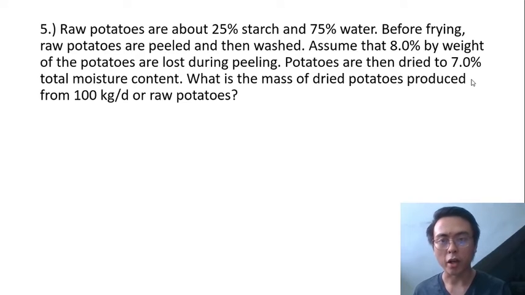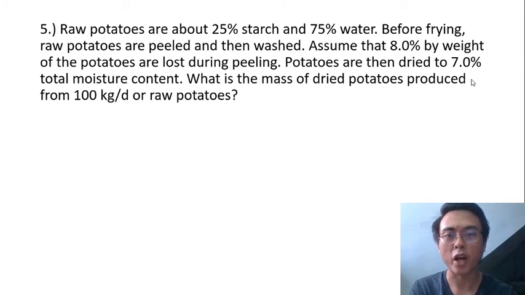So for number 5, raw potatoes are about 25% starch and 75% water. Before frying, raw potatoes are peeled and then washed. Assume that 8% by weight of the potatoes are lost during peeling. Potatoes are then dried to 7% total moisture content. What is the mass of dried potatoes produced from 100 kilograms per day of raw potatoes?